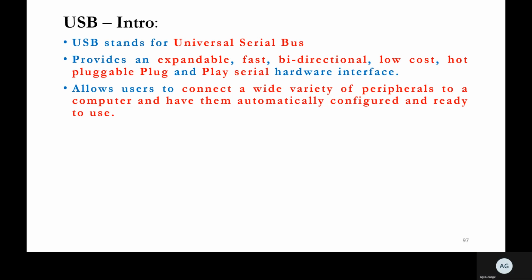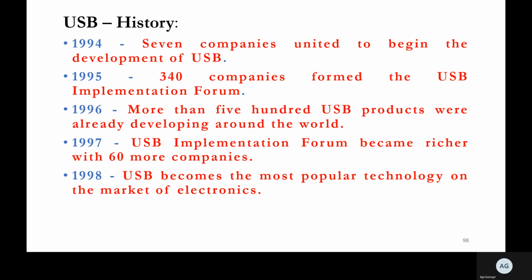When you talk about the history of USB, when things were very difficult at that time, 7 companies had the thought, why don't we think about a universal standard? Those 7 companies were Compaq, DEC, IBM, Intel, Microsoft, NEC, and Nortel. These 7 companies started the development of USB in 1994. In 1995, 340 companies formed the USB Implementers Forum, and in 1996, 500 USB products were already developed.